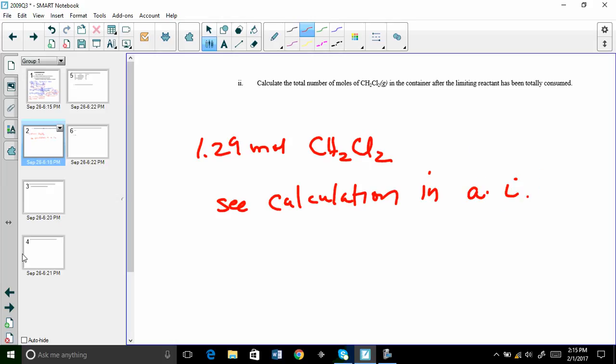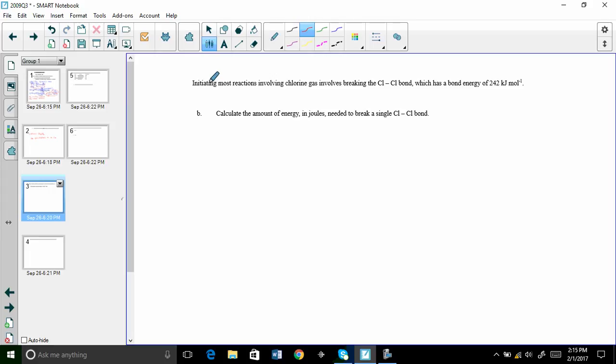All right, next thing. Initiating most reactions involving chlorine gas involves breaking the chlorine-chlorine bond. This has a bond energy of 242 kilojoules per mole. Calculate the amount of energy in joules necessary to break a single chlorine bond.